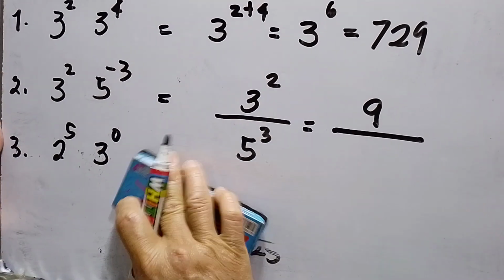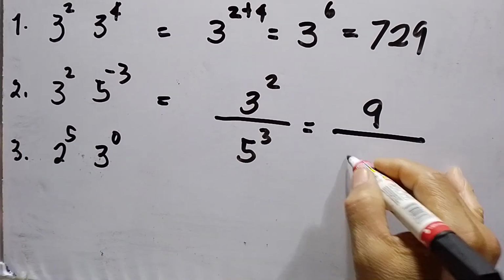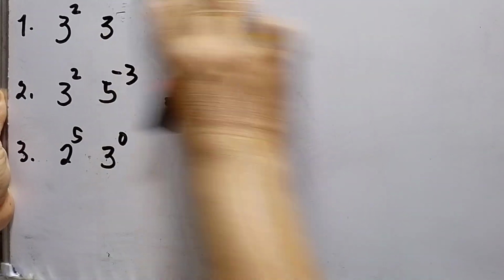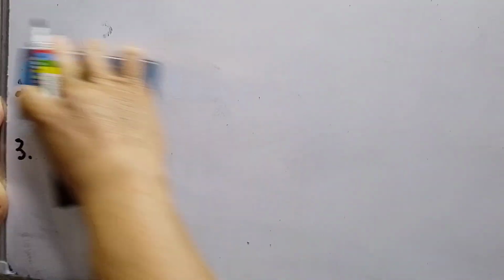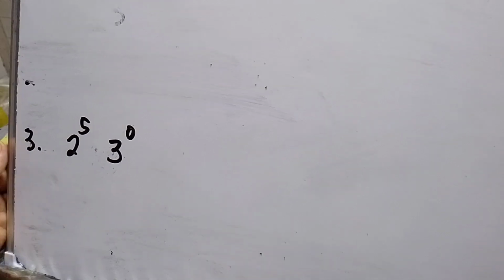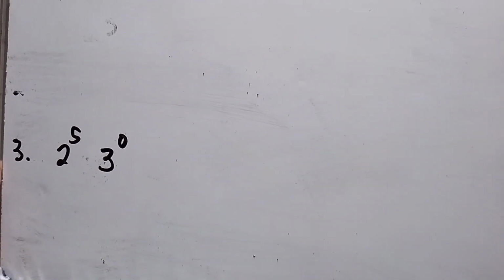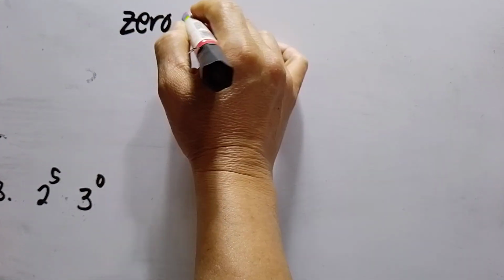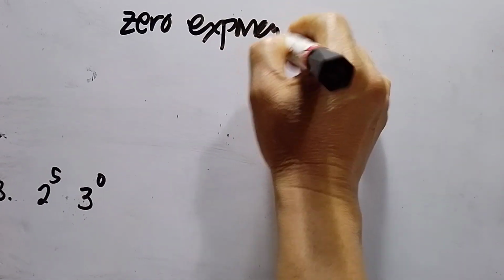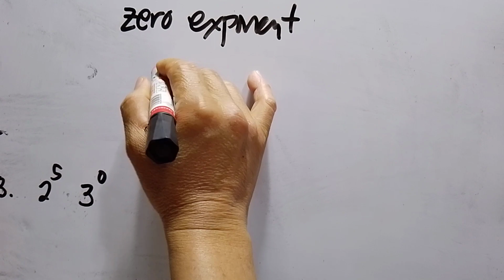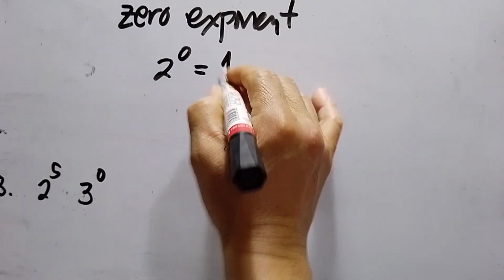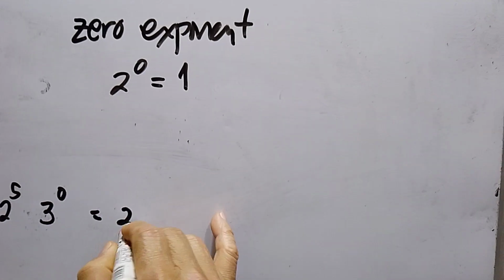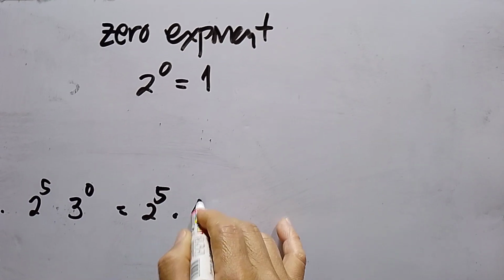So the answer for number 2 is 9 over 125. Okay, number three is 2 to the 5th power times 3 to the 0 power. Take note, this is 0 exponent. When we say 0 exponent, any variable or any number raised to 0 is always equal to 1. So this one will become 1. So 2 to the 5th power times 1.